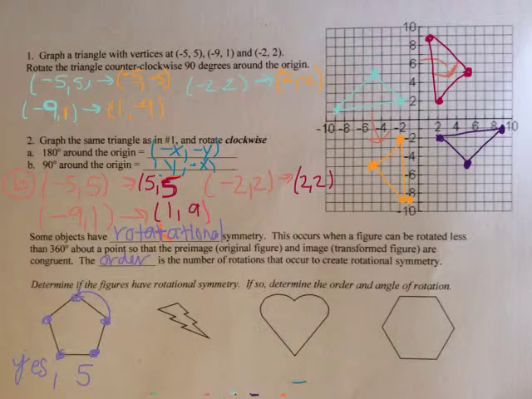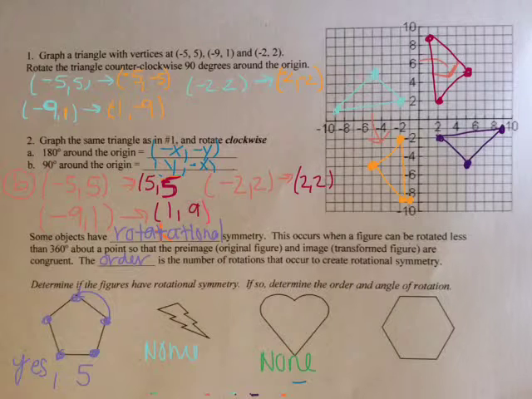If we look at a lightning bolt, lightning bolt has none. I can't really rotate the lightning bolt because if you take it and rotate it, you have to go all the way around to get back to having a normal lightning bolt. A heart also does not have any rotational symmetry because no matter how you turn it, you're not going to get another heart.